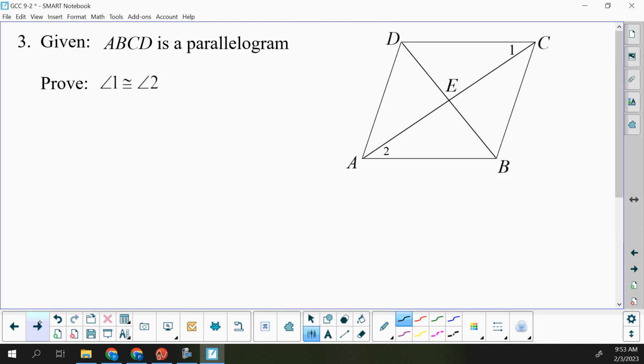All right, going to the next page to number 3, we'll do our statements, reasons, and givens. Again, when you do your statement, you can use the parallelogram little picture symbol.